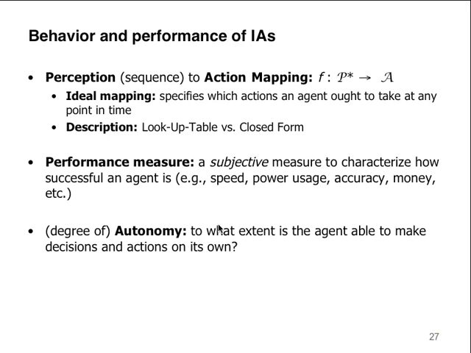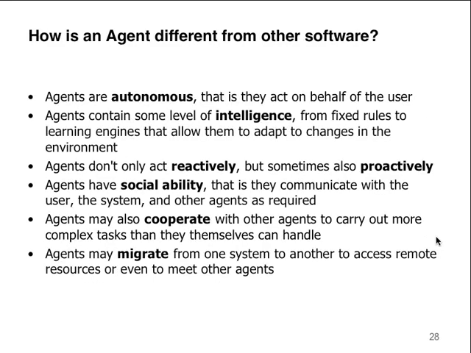And then we have the performance measure, which is subjective. So you measure to characterize how successful the agent is. If the agent is successful, then you keep it going. Otherwise, you make it learn, or you modify the agent behavior to make it more successful. So speed, power usage, accuracy, money might all be associated with that. And then the degree of autonomy, which basically is to what extent is the agent able to make decisions and actions on its own? And how effective is it? If it can't make the actions on its own and it needs too much human interaction, then you need to automate it a little bit more, if possible, basically in concept.